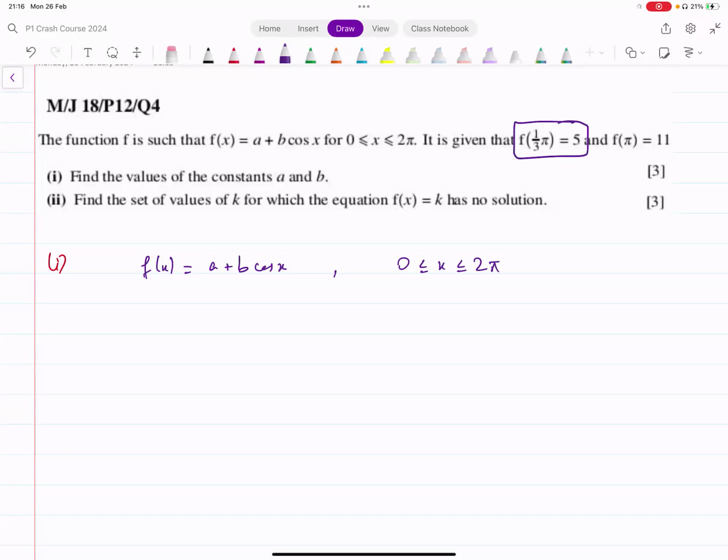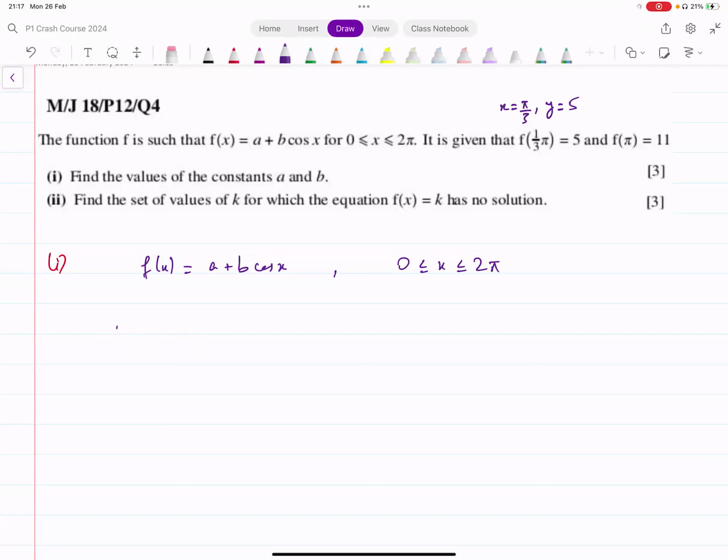We have one piece of information here, another piece of information here. All that means is, f of pi over 3. That means if we were to input x equal to pi over 3, the value of y that we get from that, the value of the whole function that we get from that, is going to be 5. This is a point that lies on this function. So this point is pi over 3 and 5.